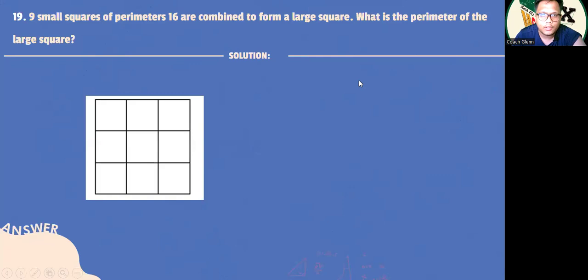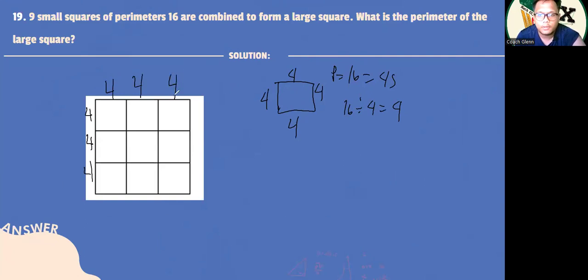Geometry. So 9 small squares of perimeter 16 are combined. What is the perimeter of the large square? Okay, let's try to draw the small square first. If the perimeter is equal to 16, then that's equal to 4s. Now to get the value of the side, we just need 16 divided by 4, which is equal to 4. So that means each side should be equal to 4. Now to the bigger square, let's try to label it now. So this one's 4, this one would also be 4, and this one would be 4. This one is also 4, 4, 4, and then 4, 4, 4.